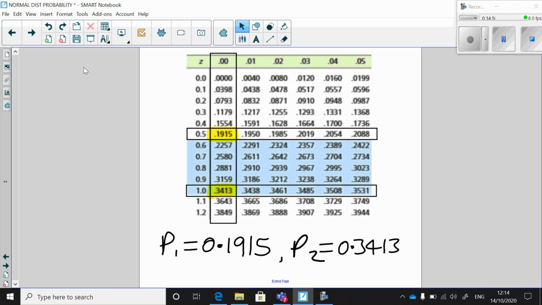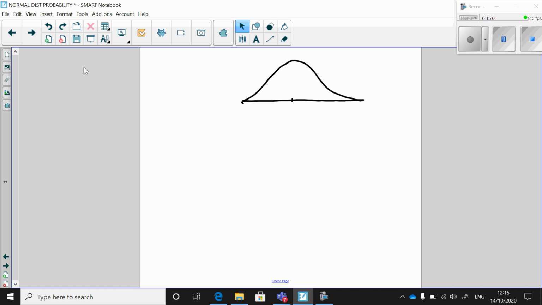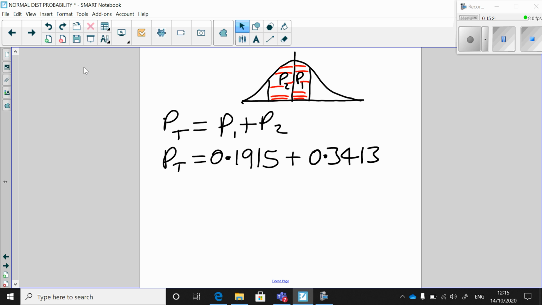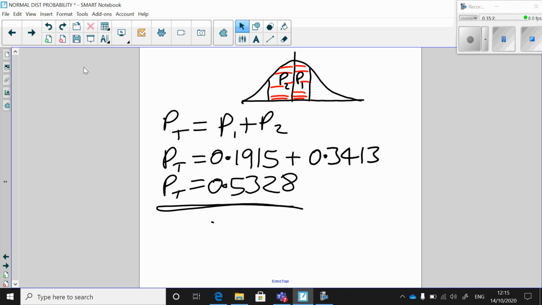So I've got P1 is 0.1915, and P2 is 0.3413. Then just going back to my bell curve, I want to see the associated area probabilities. There's P1 and P2. So my total probability, PT, is just the sum of P1 and P2. Add them together, and there's our combined probability area of 0.5328.